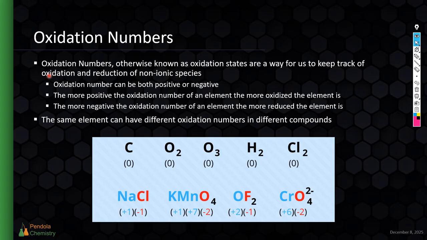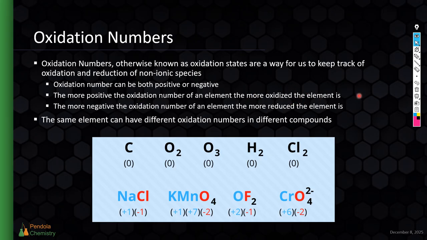Because remember, a redox reaction, reduction and oxidation, is all about the transfer of electrons. Reduction is the gain of electrons, oxidation is the loss of electrons. So in order to properly talk about these reactions, we need to make sure we can follow where these electrons are going. Oxidation numbers can be both positive or negative whenever we look at them. The more positive the oxidation number of an element is, we say the more oxidized that element is.